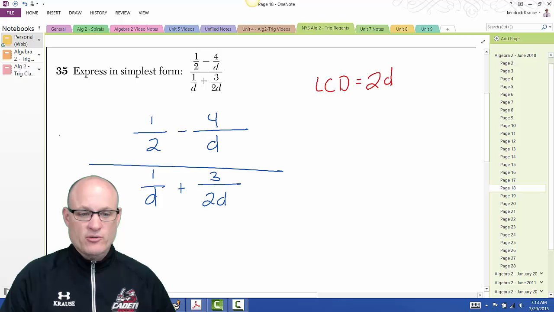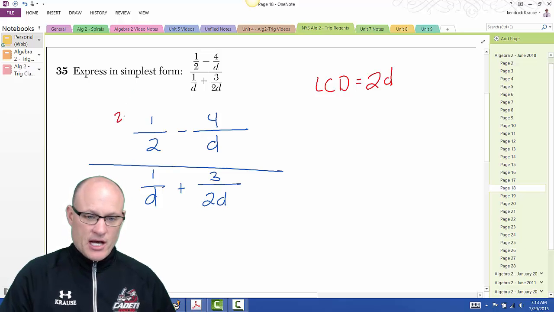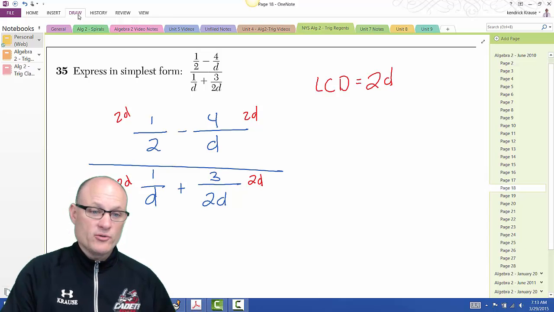Because really what you're doing is multiplying the numerator by 2d and the denominator by 2d. But I'm not getting into all the math. I'm going to multiply everything by 2d. It is a legal move. You are allowed to do it. And I am going to do it.